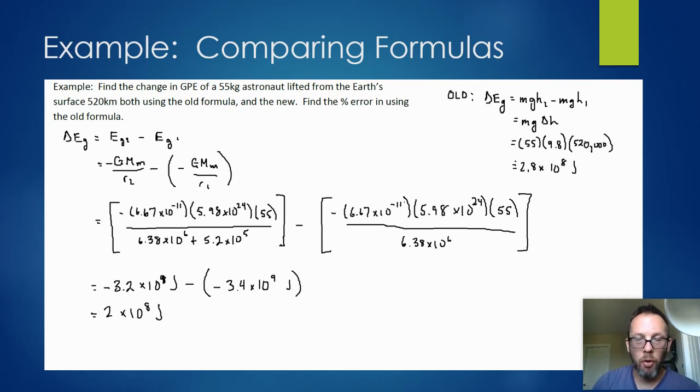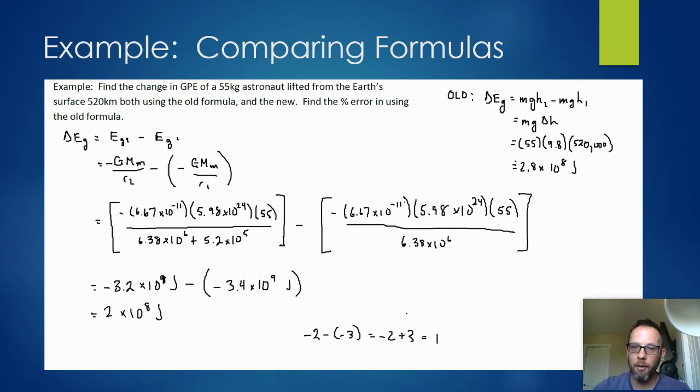And so you'll notice since we're subtracting a bigger negative number, it works out to be positive. Just like if I was to do negative 2 subtract negative 3, that's like negative 2 plus 3, which gives me a positive, right? So the same thing works out here, and we get about 2 times 10 to the 8.